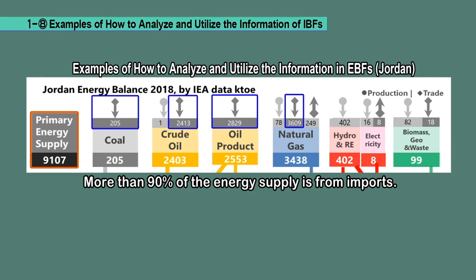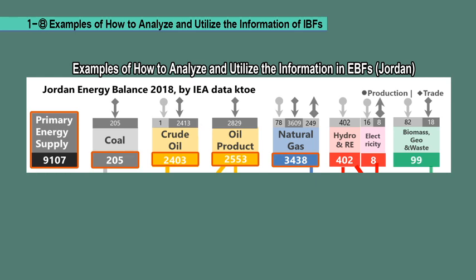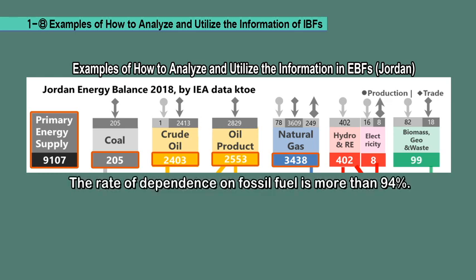Overall, the country depends on imported primary energy by more than 90% of the whole. Like Uzbekistan, Jordan's dependency on fossil fuel, shown in the lower portion of the top part, is coal, 205, crude oil, 2,400, oil product, 2,500, natural gas, 3,400. Comparing these values with primary energy supply, 9,100, shows that the country depends on fossil fuel by more than 94%.